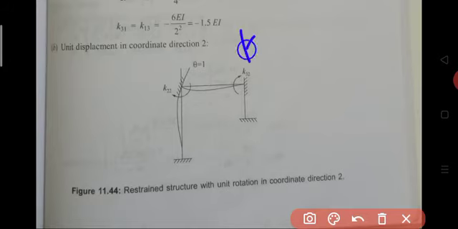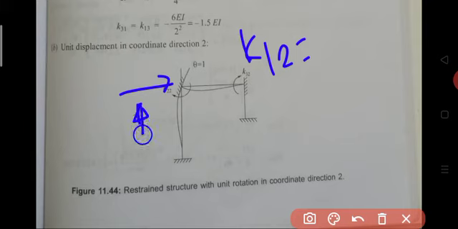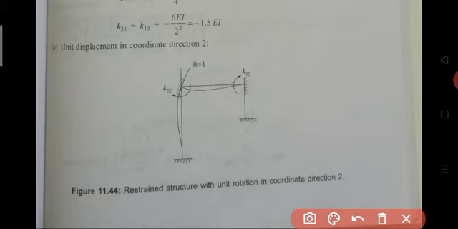What is K12? K12 represents the force developed in the first direction due to unit displacement given in the second coordinate direction. What is our first coordinate direction? This is our first coordinate direction, the force direction at joint B, at the floor level. At the floor level we get the horizontal reaction. So we are getting only one horizontal reaction.